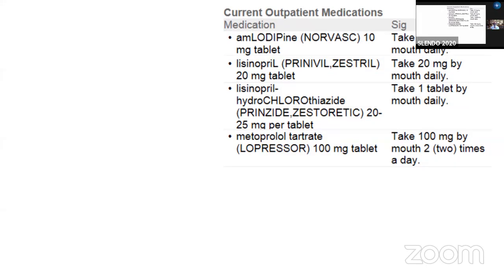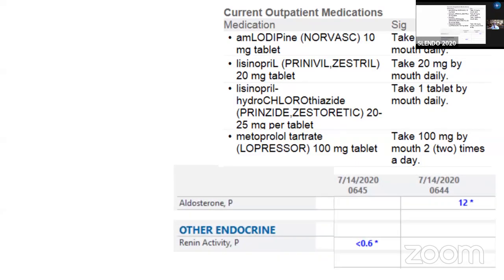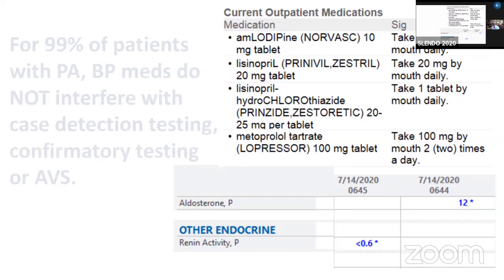Again, he's on an ACE inhibitor and hydrochlorothiazide. Both of these should raise renin. Is his renin high at Mayo Clinic? No. Is renin suppressed? Is his aldosterone over 10? Yes. His aldosterone is inappropriate, and he already did have confirmatory testing.